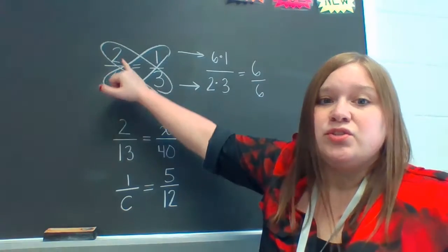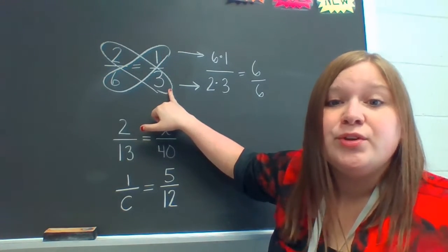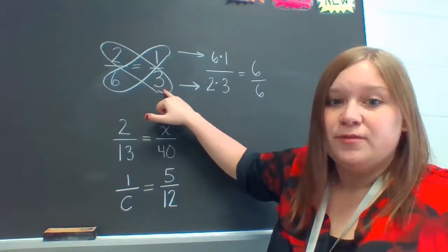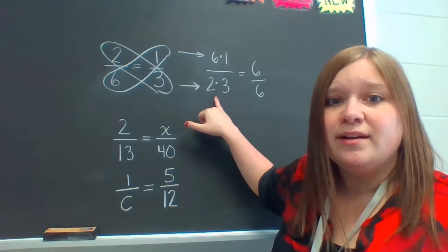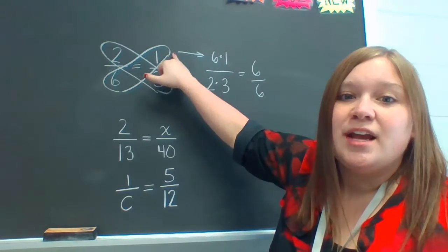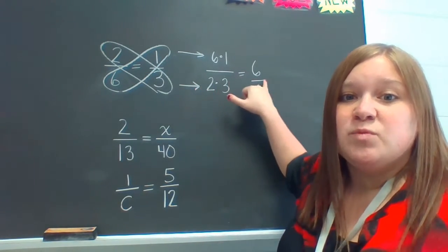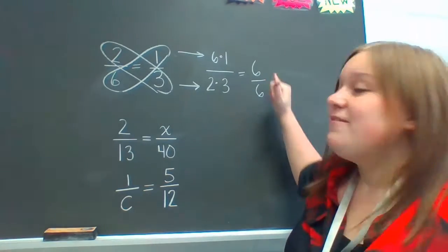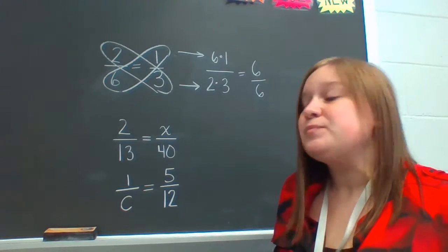So is 2 over 6 the same as 1 over 3? You can use cross products to figure that out. Cross over 2 times 3 to become your denominator, and cross over 6 times 1 to be your numerator. And when you simplify, 6 times 1 is 6. 2 times 3 is 6. If they match, then that means you have a proportional relationship.